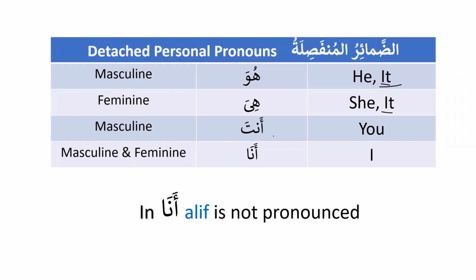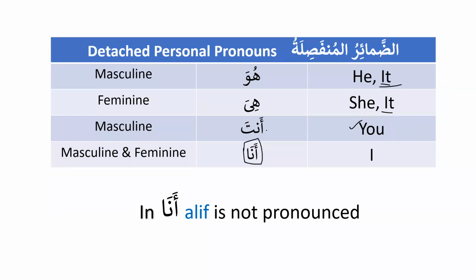We will learn about anta, which means you, masculine, and ana means I, and it is used for both masculine and feminine. Ana is used for both, like in English. When a feminine speaker says I am a student, and when a masculine speaker says I am a student, we know that in English we use I for both, and similarly we can see over here that ana in Arabic is used for both, meaning I.